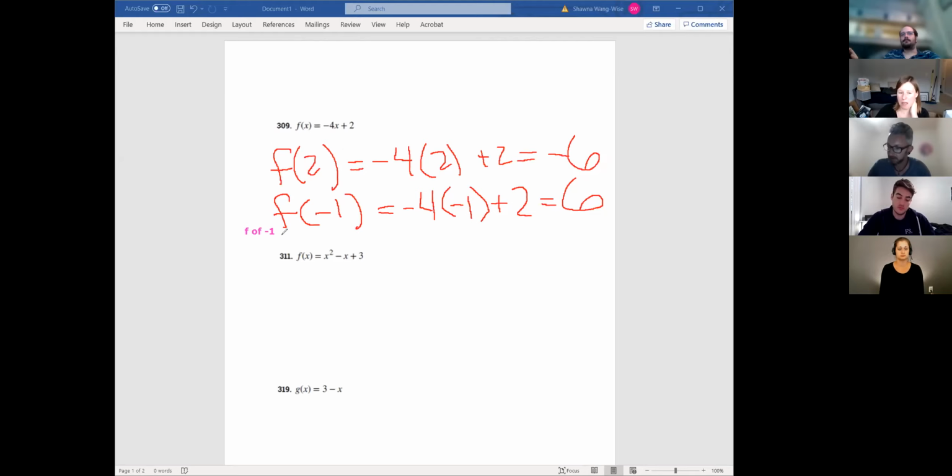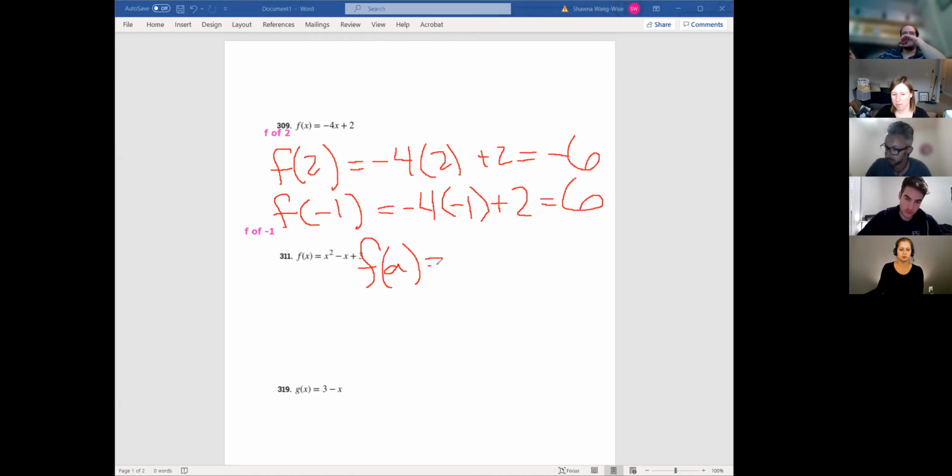So did everybody hear that? That's how we read that. We would read this as f of -1. It's not f times -1. I know the parentheses usually mean multiply, but this is f of -1, just like this one up here is f of 2. So it's not a multiplication, it's a notation thing. Charmaine, do you want to give part C a try where we have f of A?